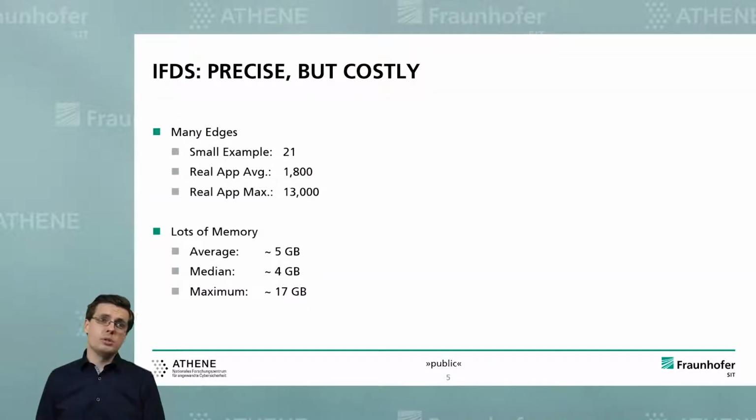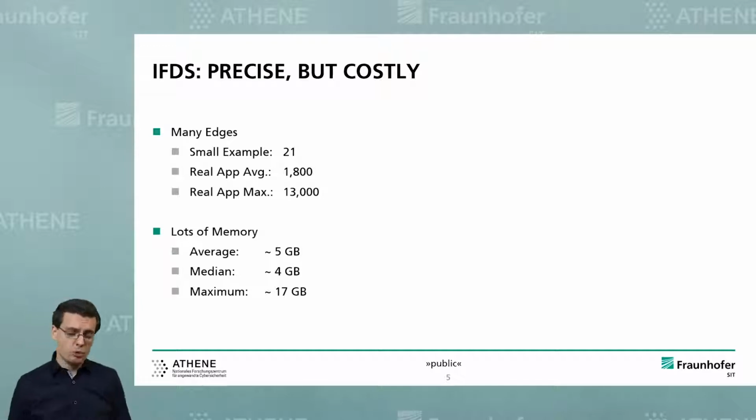Already in this small example, you saw we got 21 edges. On real-world apps in our dataset, we had an average of 1,800 edges, going up to 13,000 edges. And this also corresponds to quite a bit of memory.